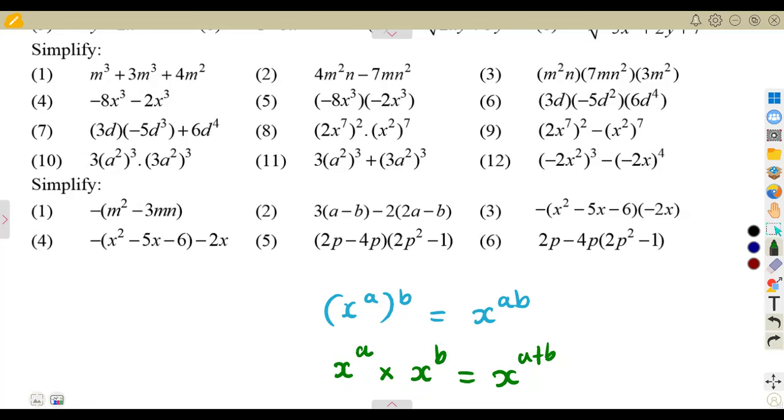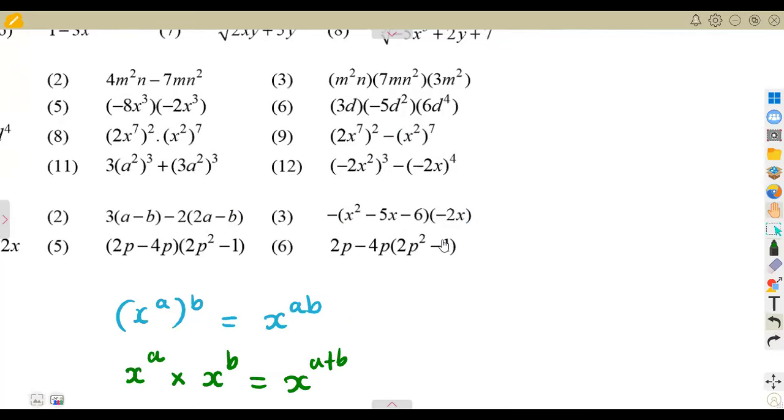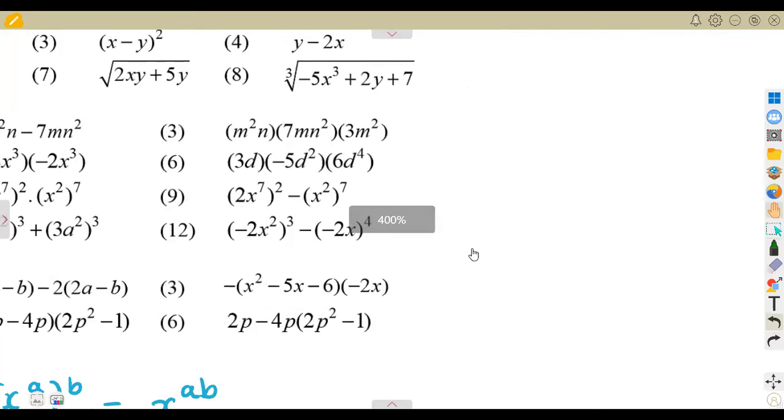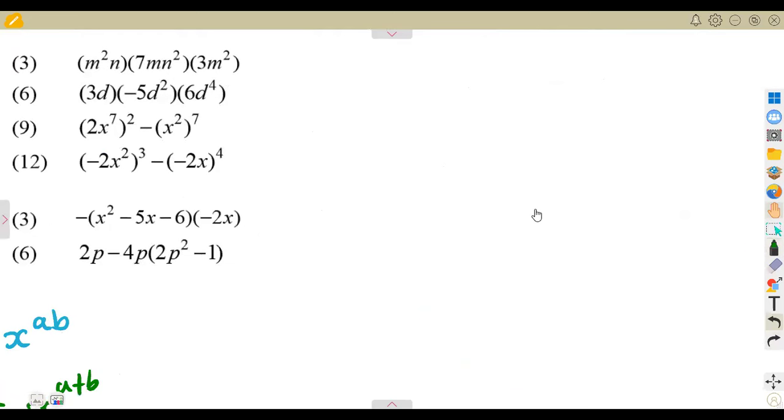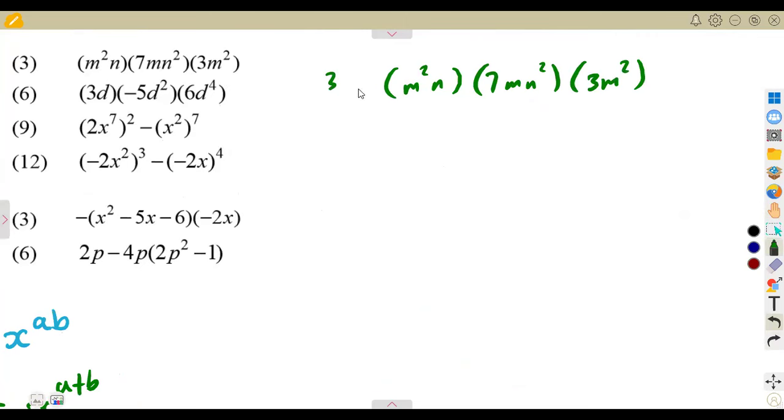You see that this is going to be used in other simplifications, where you'll be wondering, what exactly am I simplifying? Like on number 3, what exactly are you simplifying? Given that I'm given m squared n, 7m n squared, this is a product now, 3m squared. So that's our number 3. What exactly are we simplifying?